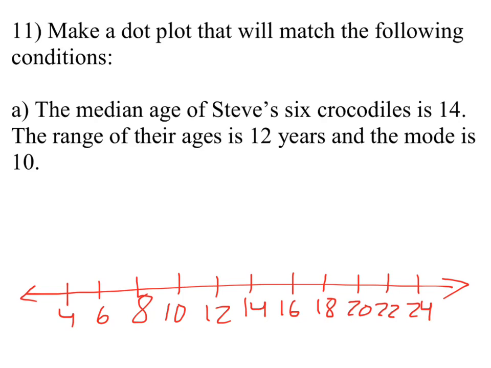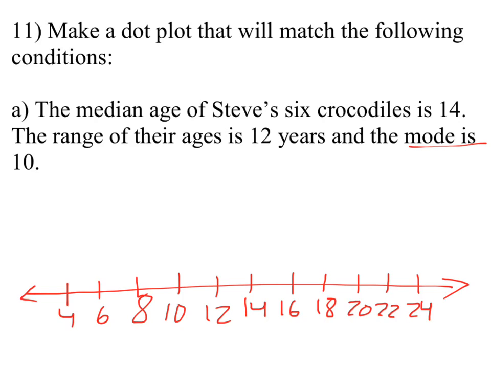And that brings us to the last column. These are kind of the challenging questions because they give you some restrictions and you have to come up with a dot plot. You don't have the data set. You just have to figure one out. And there's multiple answers, so work through it on your own. A, the median age of Steve's 6 crocodiles is 14. The range of their ages is 12 years, and the mode is 10.